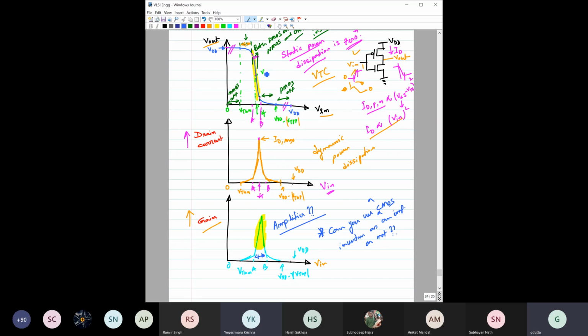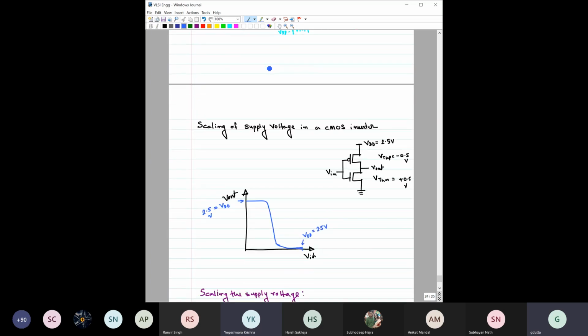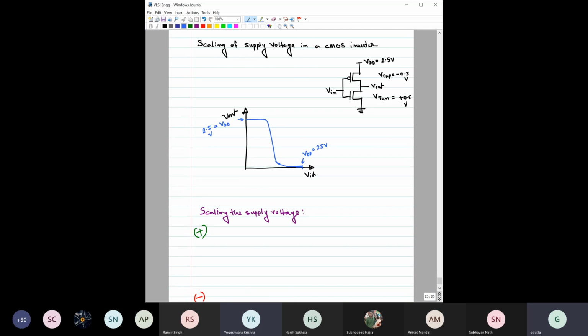Just to give a thought for the next class, that is tomorrow's class. Tomorrow we are going to start from here, that is the scaling of supply voltage. For example, this is a CMOS inverter, and here VDD is a 2.5 volt supply voltage. Suppose the threshold voltage of this PMOS is minus 0.5, and of this NMOS is plus 0.5. What will happen if you now reduce it from 2.5 to 1.5 volt? We have to see that.